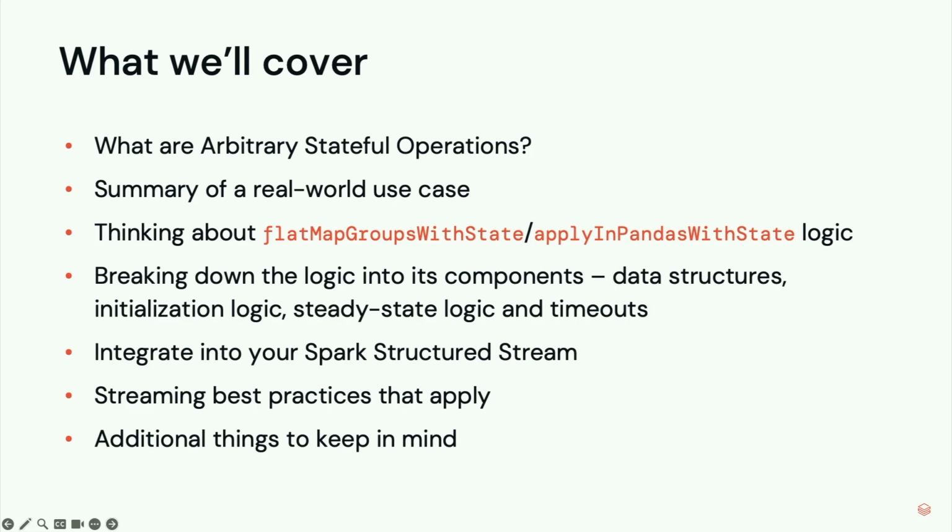There are 4 components that you need to consider, really just 4, when you are going to implement flatMapGroupsWithState or applying pandas with state. During that section of the presentation, I am going to be stepping through code. I'm going to be explaining what each of these categories is and examples of both Scala and the new Python code for these functions. Once we go through that and build a complete example for each, I'm going to show you how it integrates into your Spark structured stream. Then we'll just talk about a few best practices and additional things to consider. So all right, let's get started.